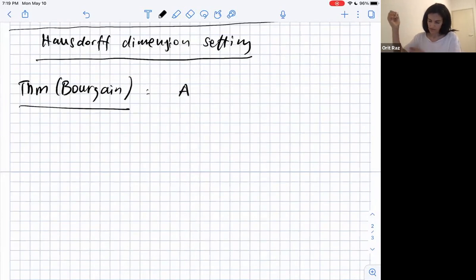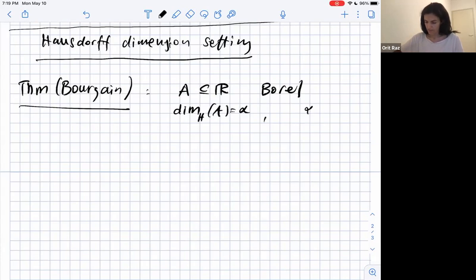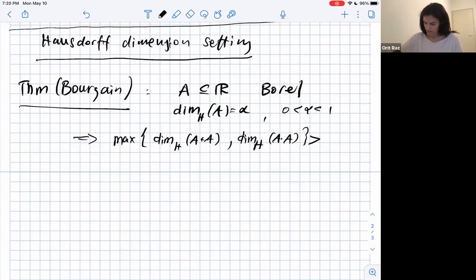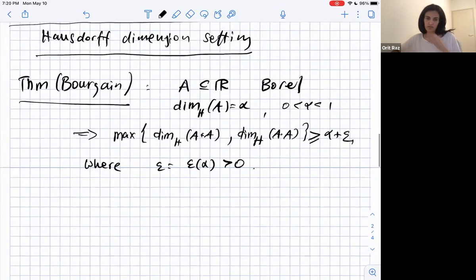says that if A is a subset of R, and the Hausdorff dimension of A is alpha, where alpha is strictly between 0 and 1, so again, the sum product result, but with Hausdorff dimension, then the maximum between the Hausdorff dimension of the sum set and the Hausdorff dimension of the product set is at least alpha plus epsilon, where epsilon depends only on alpha. Okay, so this is what Bourgain proved.